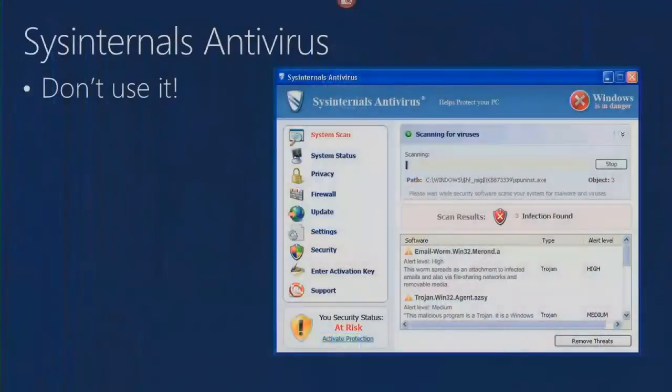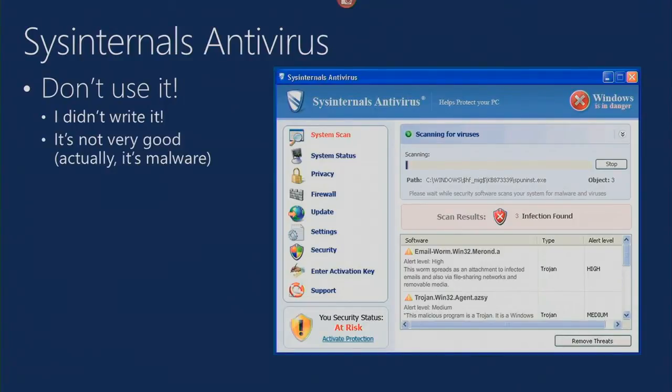Now, there are antivirus solutions out there on the market. Here's one. It's called Sysinternals Antivirus. I don't know how to feel about these kinds of things. Proud or dismayed or disturbed, but there's an antivirus engine called Sysinternals Antivirus, and don't use it because I didn't write it. And it's really not very good because it's actually malware. And what really pisses me off about this thing is they don't even link to Sysinternals.